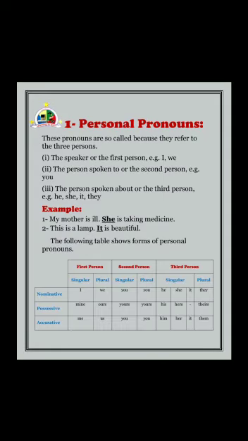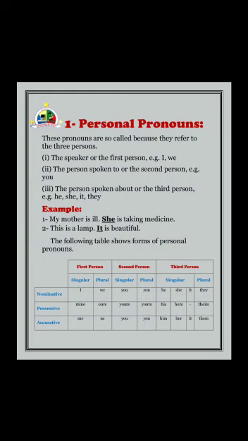The first one which we are going to study in detail is personal pronouns. These pronouns are so called because they refer to the 3 persons. Number 1, the speaker or the first person, for example, I, we. Number 2, the person spoken to or the second person, for example, you. Number 3, the person spoken about or the third person, for example, he, she, it, they.